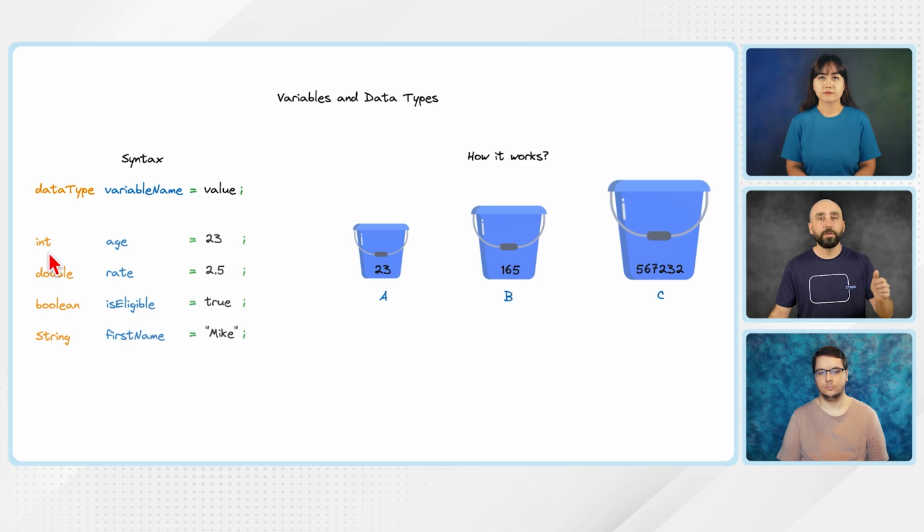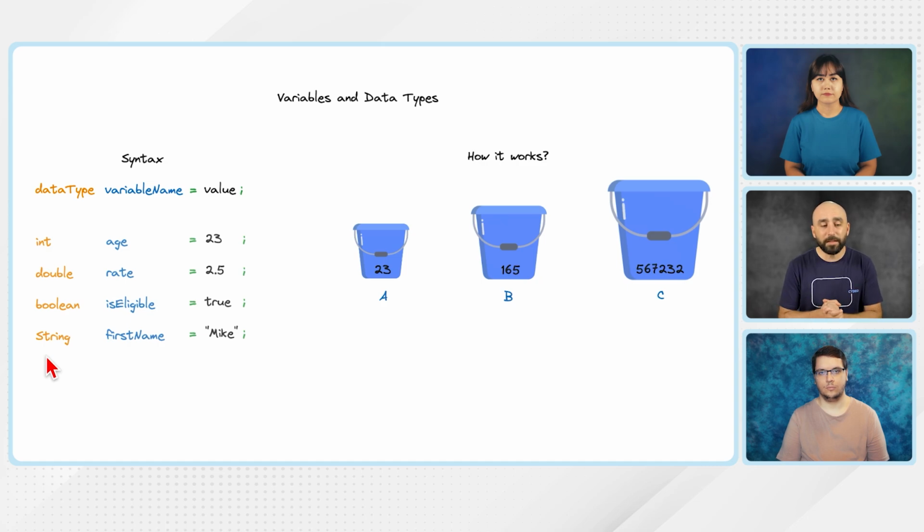Integer for the strict numbers, like 23, 50, 10, whatever. Double for the floating numbers, like 2.5. Boolean, true or false, and string, which is in the double quote. String is a little bit of a different concept. As you know, it is not a primitive. We're going to come back to that later, okay?